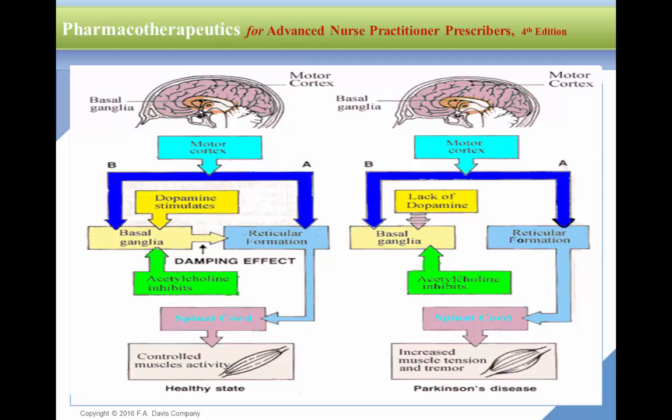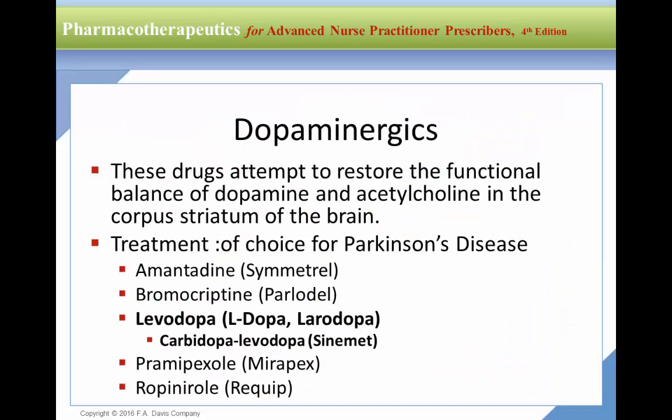This is the effect that dopamine produces at the level of the motor cortex, and the signs and symptoms of increased muscle tension and tremor are associated with the inhibition of dopamine and excess acetylcholine at the level of the basal ganglia. So basically, what all these drugs do is increase the level of dopamine and balance acetylcholine at the level of the substantia nigra and the corpus striatum, as we already stated.